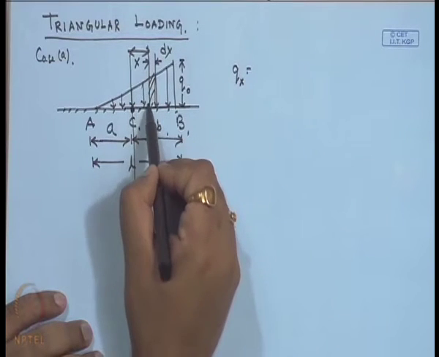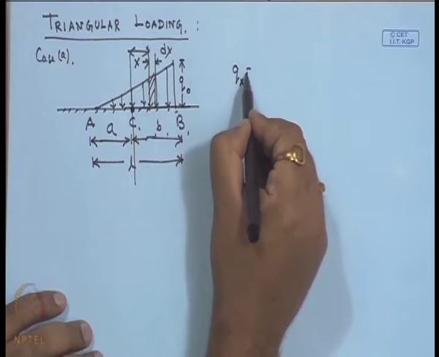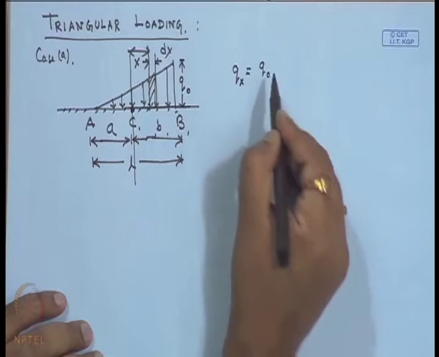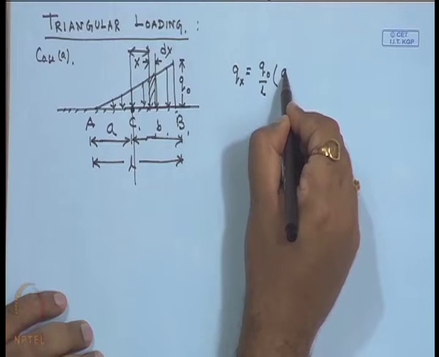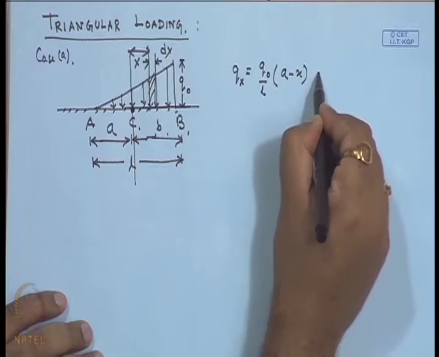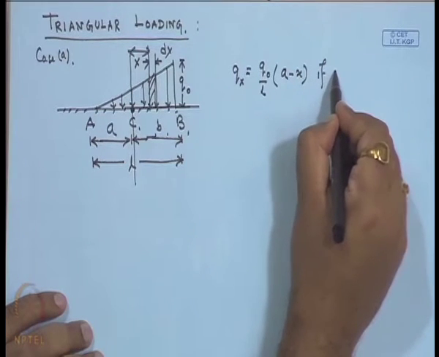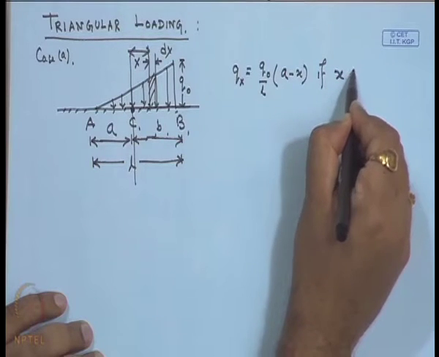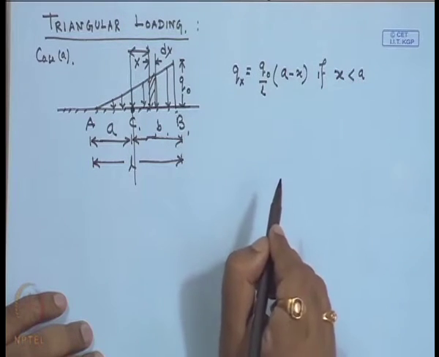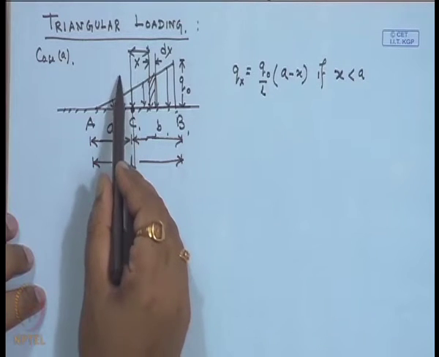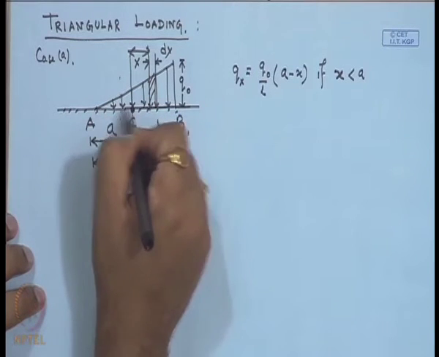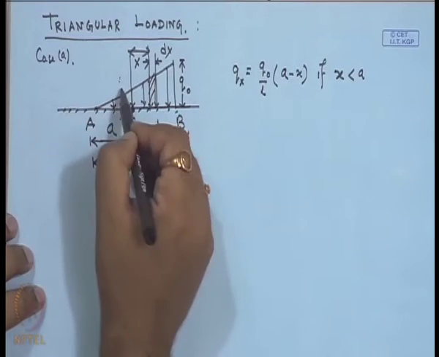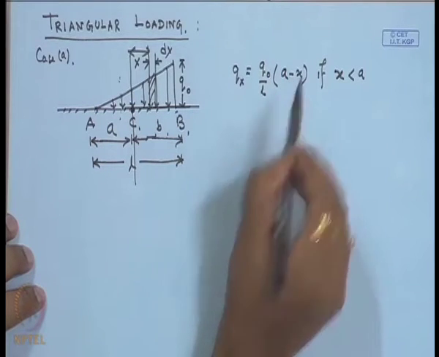So, this q x will be equal to q 0 divided by L into A minus x, if x is less than A. So, if A is within this zone, if x is within this zone from A to C, and this is x, then the intensity at any point x will be q 0 by L into A minus x.